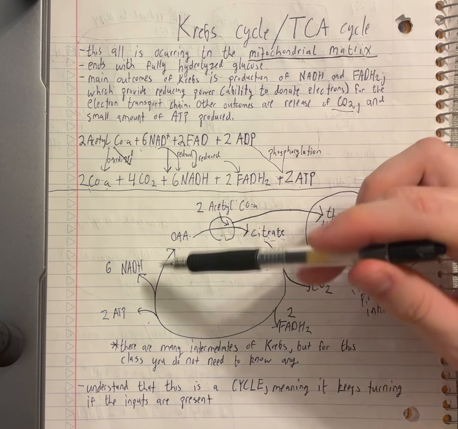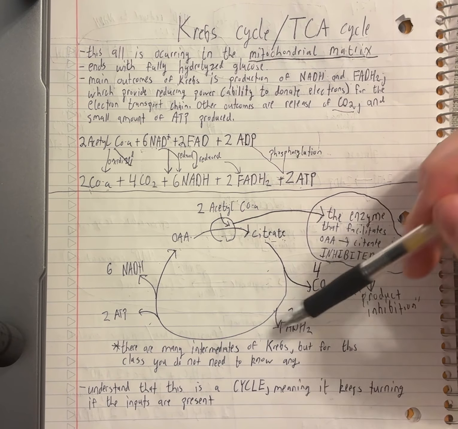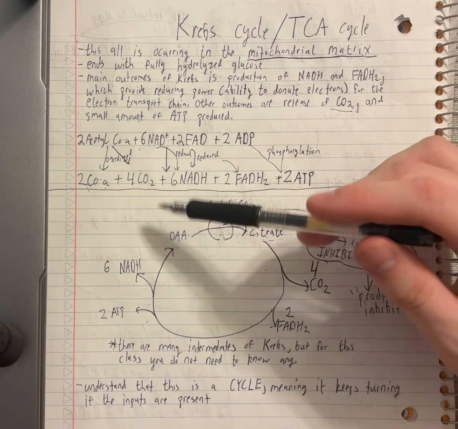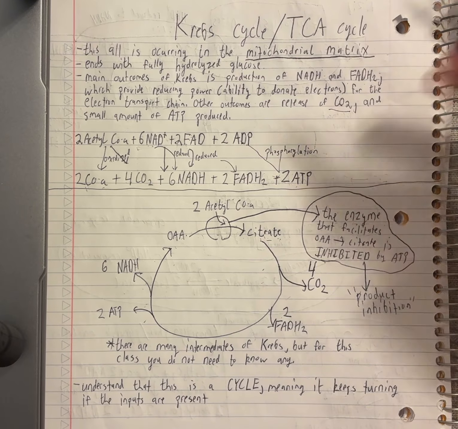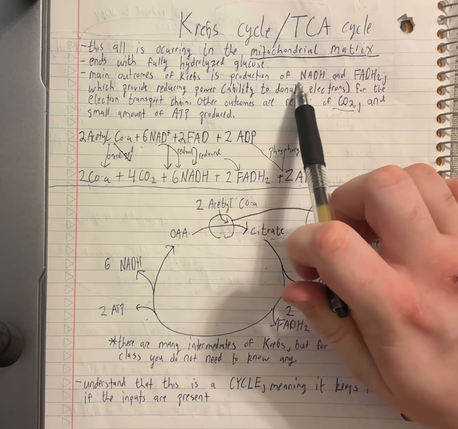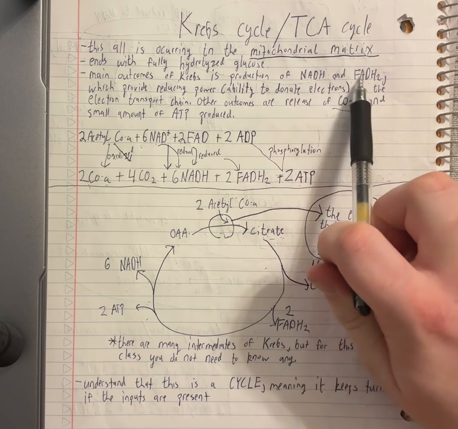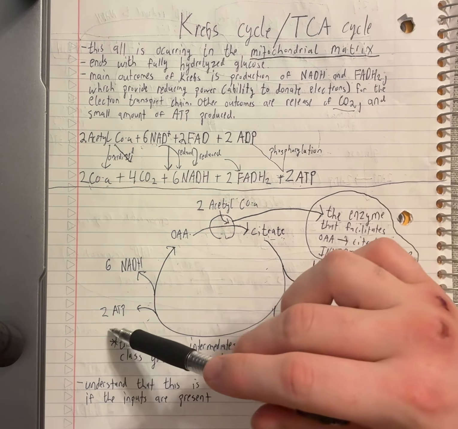And then just know as this cycle turns, it's going to spit out the 4 CO2, the 2 FADH2, the 2 ATP, and the 6 NADH. That's pretty much it for the Krebs cycle. Just remember, mitochondrial matrix, it's going to create a lot of reducing power in NADH and FADH2, and it's going to make CO2 as well as 2 ATP.